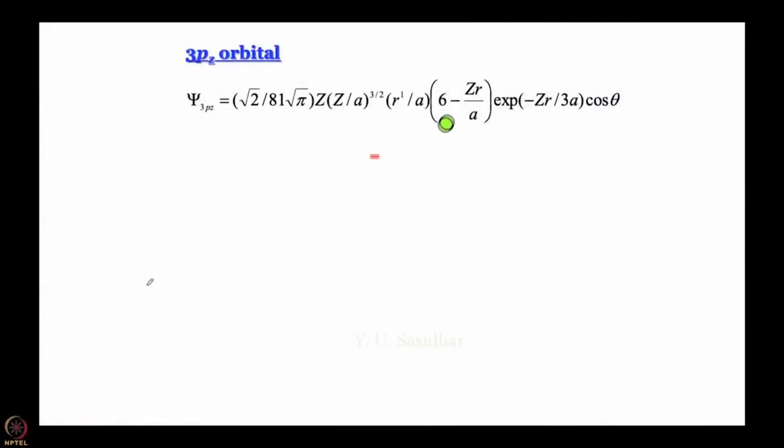Let us move on to 3p orbitals. This is your 3pz orbital, and understandably we will only talk about z. What you have here is a constant multiplied by r multiplied by (6 minus zr by a). So, where is the node going to be? r equal to 6a divided by z. If you write in terms of a and put z equal to 1, it is just going to be 6. e to the power minus zr by 3a, no problem with that, multiplied by cos theta of course.